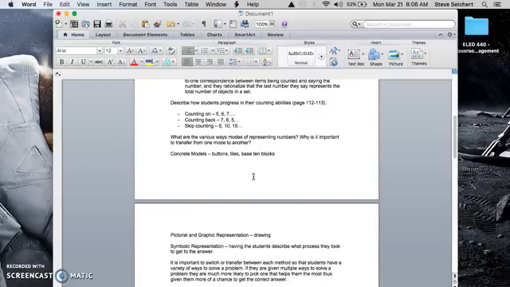Describe how students progress in their counting abilities. So counting on is your basic 5, 6, 7, 8. They're able to do that. Counting back is the opposite of that. And then skip counting is counting by fives or tens, 20s.